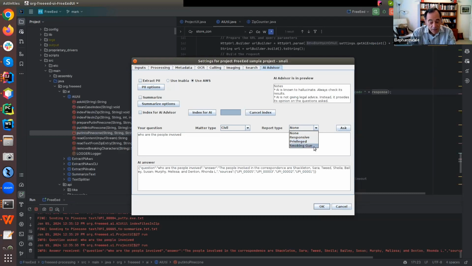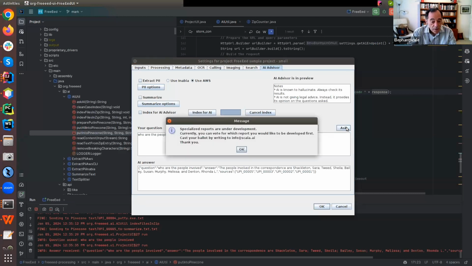Or the third one is a smoking gun. Smoking gun means this: could you write the perfect evidence even though it doesn't exist? Just write it. And I'll try to find you a document that is exactly like that. How about it? Well, if you try to do it today, it will tell you, nice try, but we're working on it. And so tell us which of these reports is the most interesting for you right now. So that's what I wanted to show.